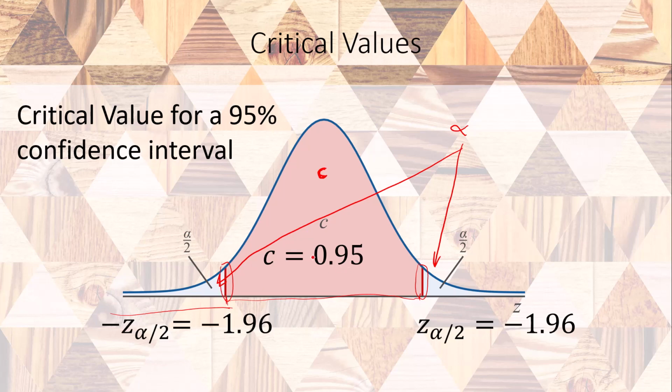And remember, if C is 0.95, alpha is going to be 0.05 in this case, and alpha over 2 is going to be 0.025. So we want to find out the value Z where the area to the left of Z is equal to 0.025. That happens to be negative 1.96. Of course, we don't care about the negative, we only care about the positive. So this is our critical value, and this is what we're going to use to compute our error.